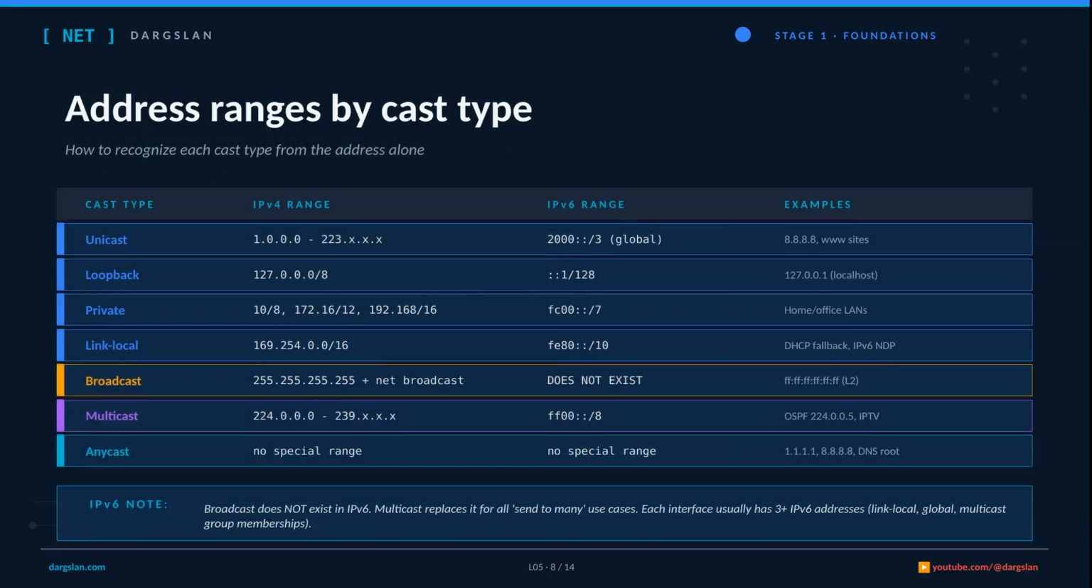Now that we've walked through all four cast types, let's pull them together into one reference you can use to identify any address at a glance. Unicast covers the bulk of the IPv4 space up to 223, while 127 is always loopback, and the familiar 10, 172.16, and 192.168 blocks mark private networks. Broadcast lives at 255.255.255.255. But notice, it simply doesn't exist in IPv6, where multicast takes over every send-to-many job. And anycast, as we just saw, has no special range at all. It hides inside normal unicast space and reveals itself only through routing.